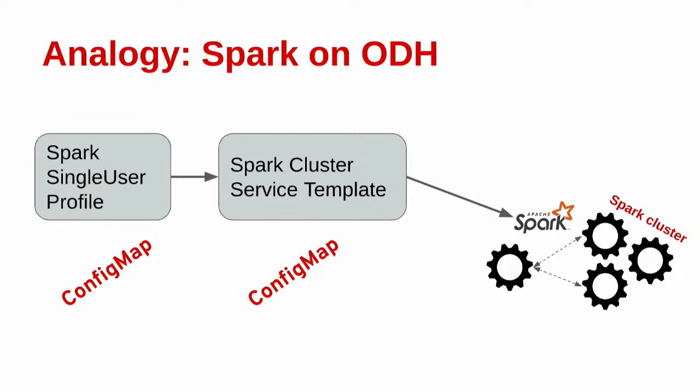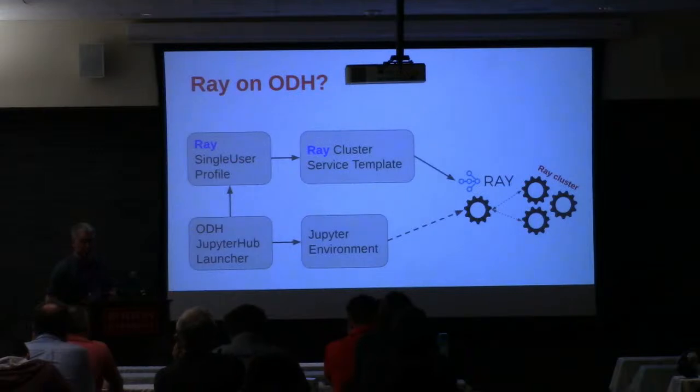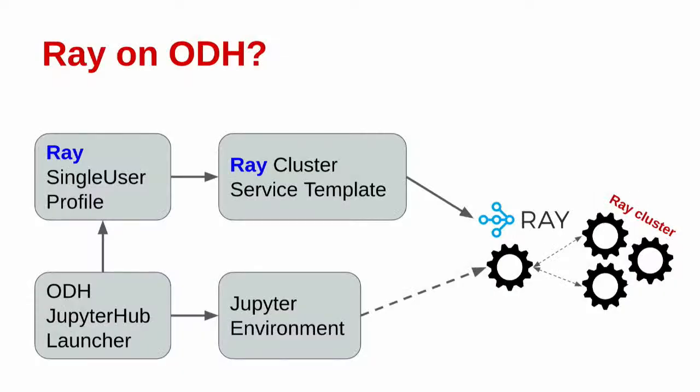The single user profiles and the corresponding template objects are nothing but config maps that sit out on the cluster. And so it made me wonder, well, if I can describe objects that stand up a Spark cluster, maybe I could also describe something that stands up a Ray cluster and integrate the same way and give you self-service, personalized Ray clusters you can work with.